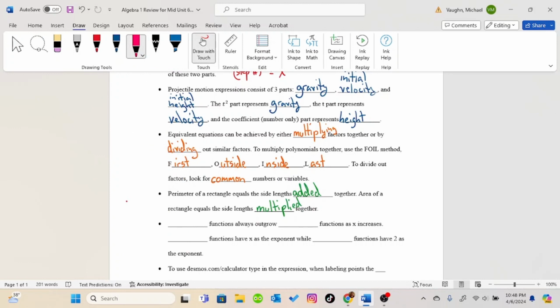So blank functions always outgrow blank functions as x increases. Remember that exponential equations always outgrow quadratic functions.